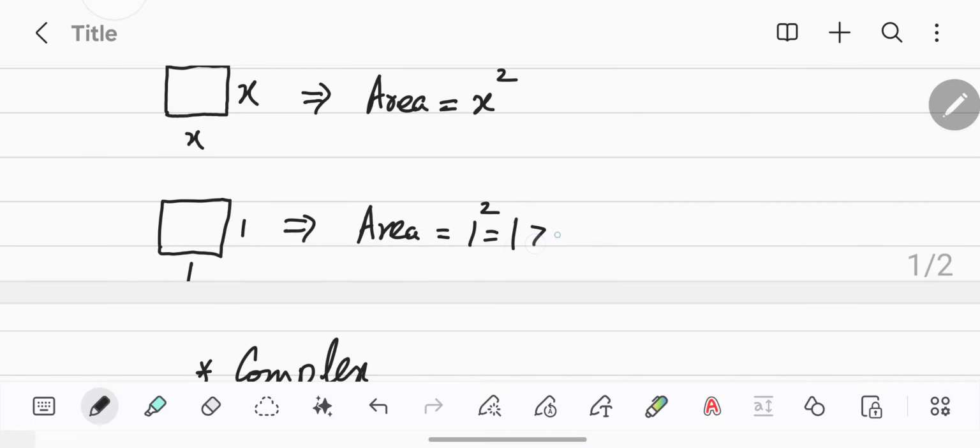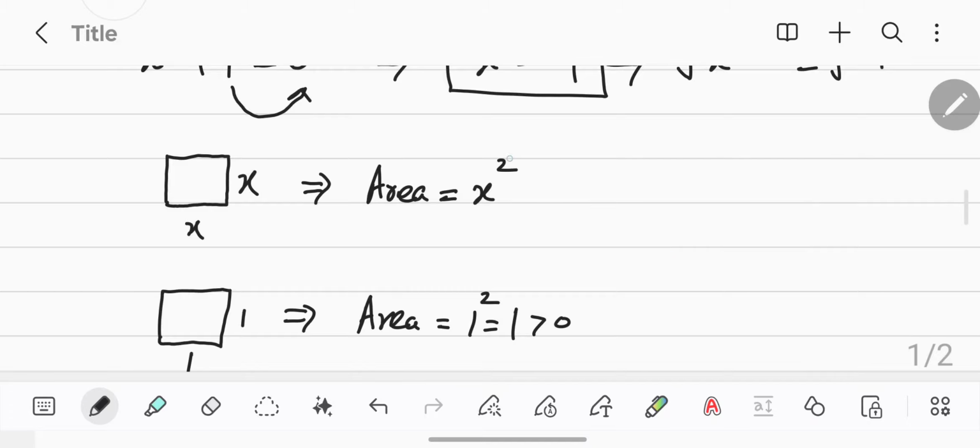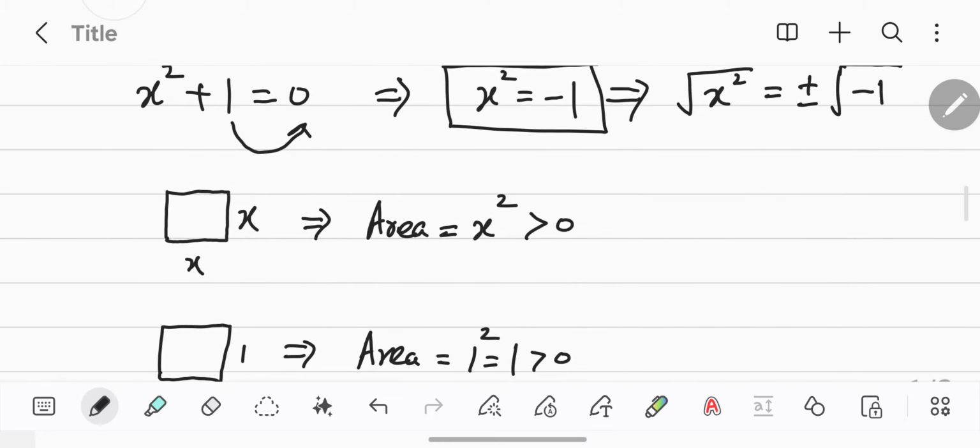That makes sense, which is positive. So area is the thing which is always positive. I mean, because you will take the square of a thing. Anything square is always positive. Or at minimum it can be 0, but it is never negative. So as long as we are in the real world, there is no shape whose area is negative.